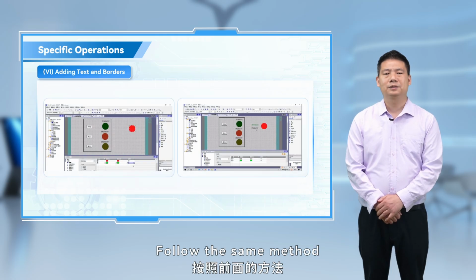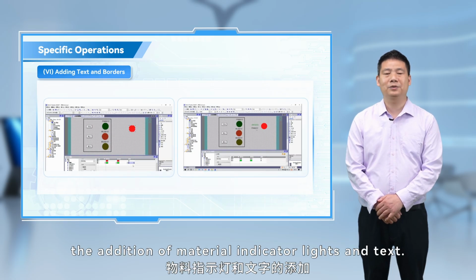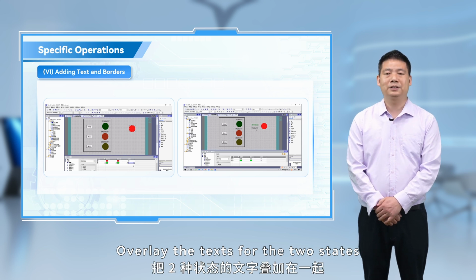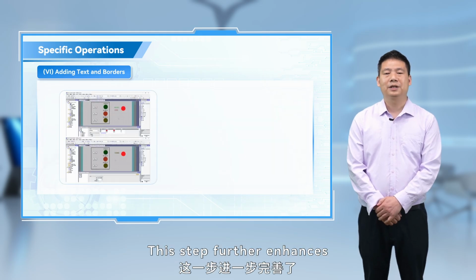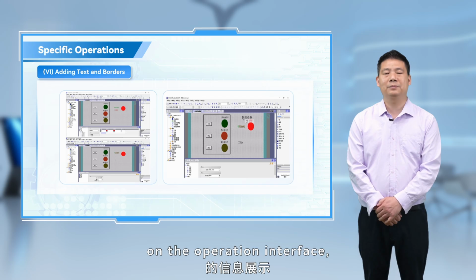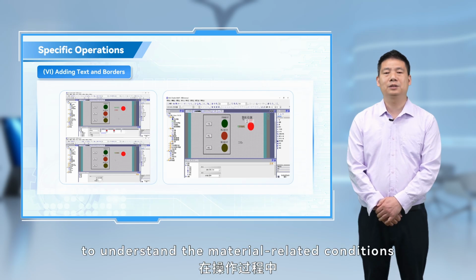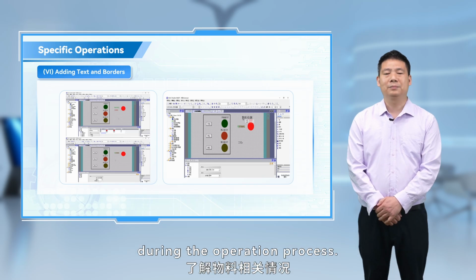Follow the same method to complete the addition of material indicator lights and text. Overlay the texts for the two states and add a title text for material detection. This step further enhances the information display on the operation interface, making it convenient for us to understand the material-related conditions during the operation process.